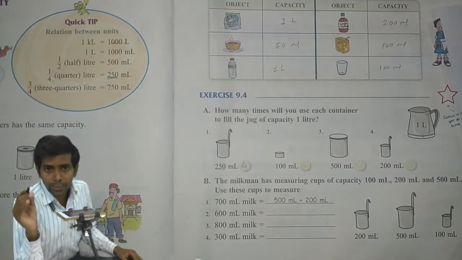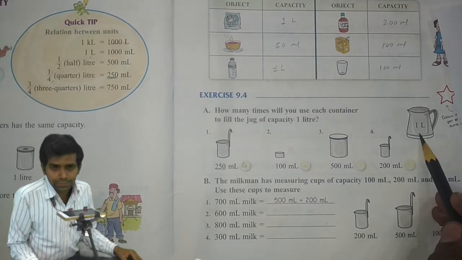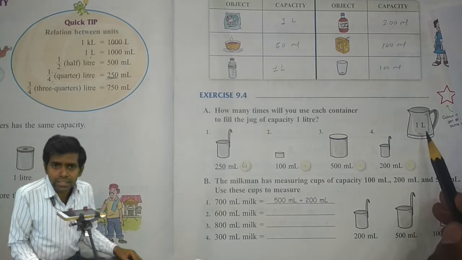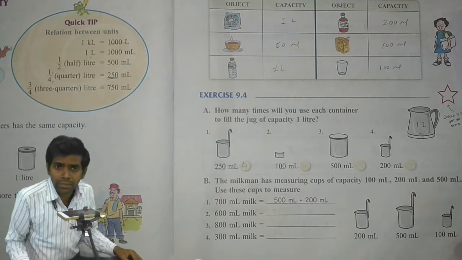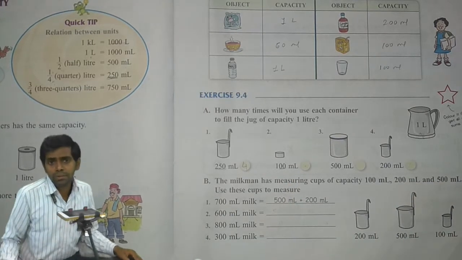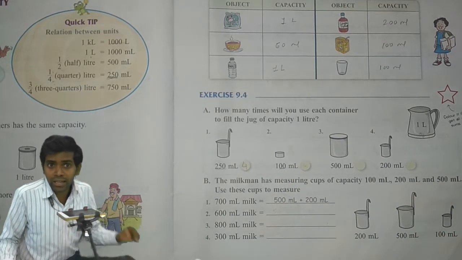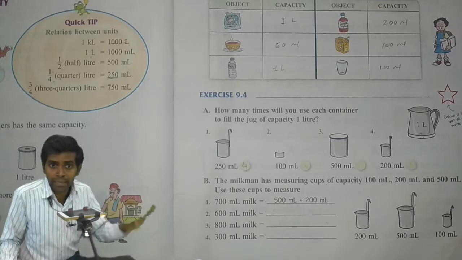And we know that the capacity of this big jug, this container, is 1 liter. That means we need 10 times. It is 100. हमारे पास 100 milliliters है. हमको चाहिए 1000. So एक zero लगाना है ना? That means we have to multiply by 10.